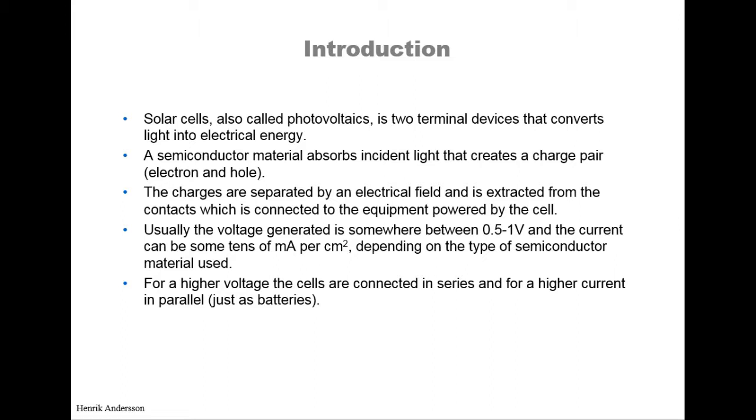Usually the voltage generated is somewhere between 0.5 and 1 volt, and the current can be some tens of milliamperes per square centimeter of solar cells. This depends on the type of semiconductor material used. For a higher voltage, the cells are connected in series, and for a higher current in parallel.